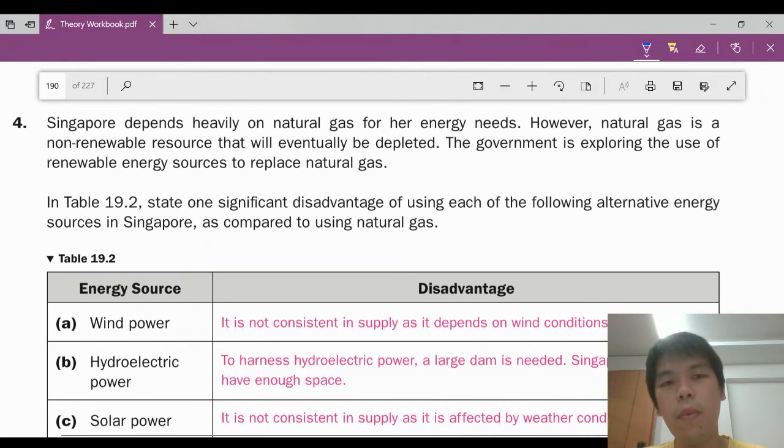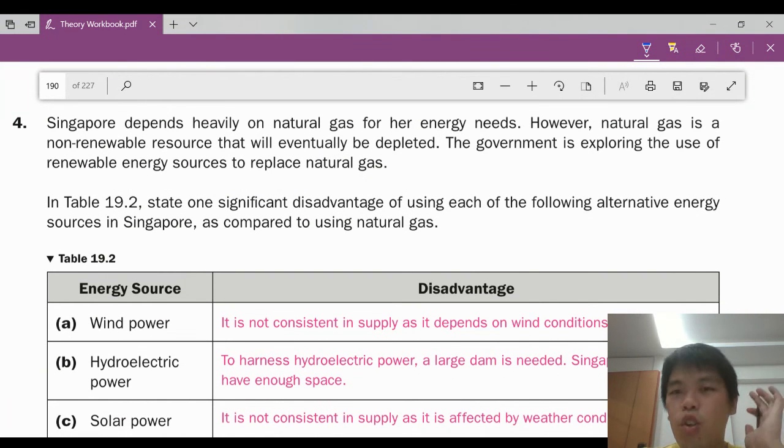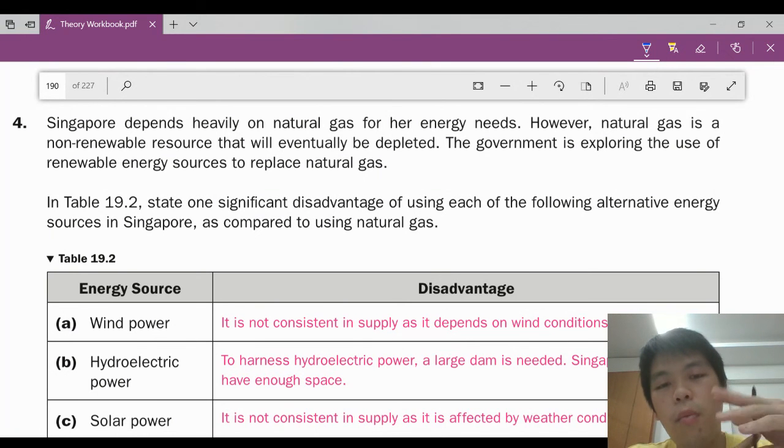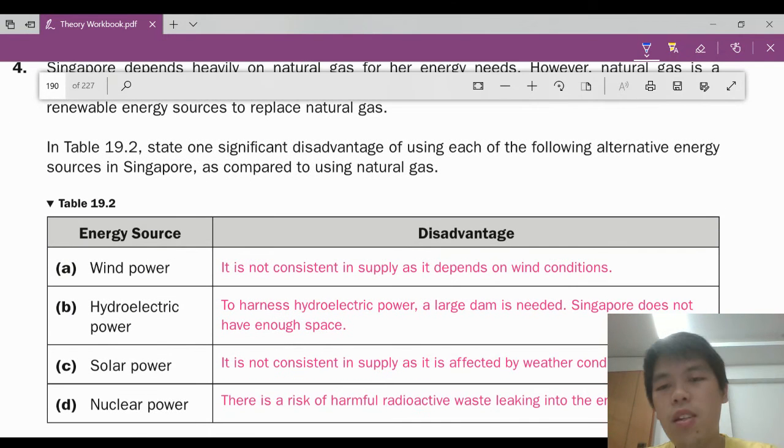Singapore depends heavily on natural gas for her energy needs. Natural gas is non-renewable, as mentioned. We use natural gas a lot. State one significant disadvantage of using the following alternative energy sources in Singapore as compared to using natural gas. There are a lot of answers. These are just suggested. Okay, so wind power, we do not have consistent supplies. It depends on wind conditions. Also take note, Singapore doesn't have strong winds.